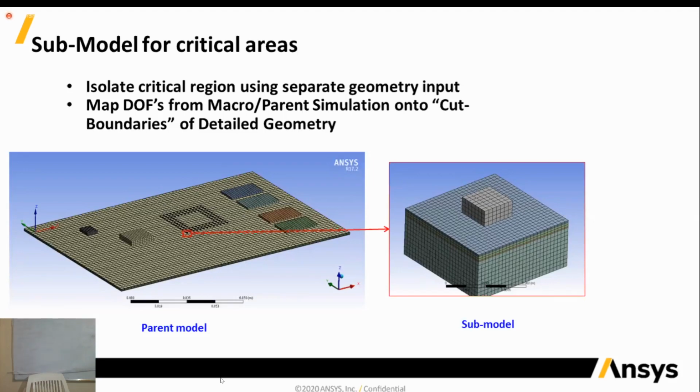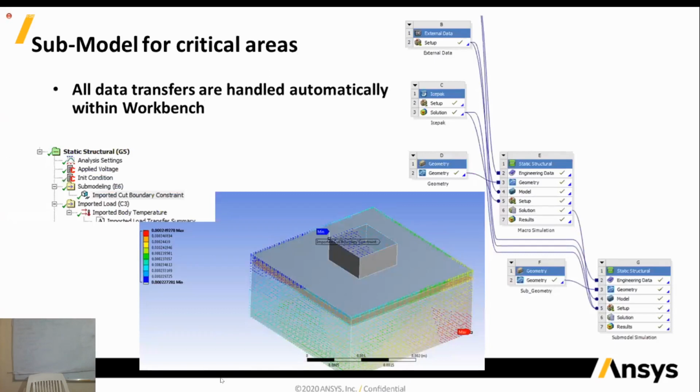At the submodel level, you can define almost all the details, and then you can transfer the conditions from the global model to the submodel. The program will automatically transfer the conditions. Then you can analyze the submodel alone to get more accurate results for the small region. This is called the submodeling technique.